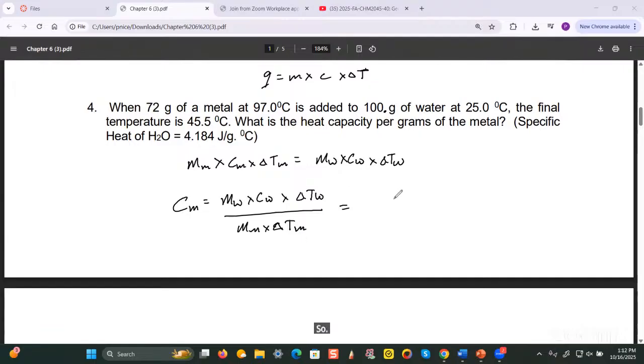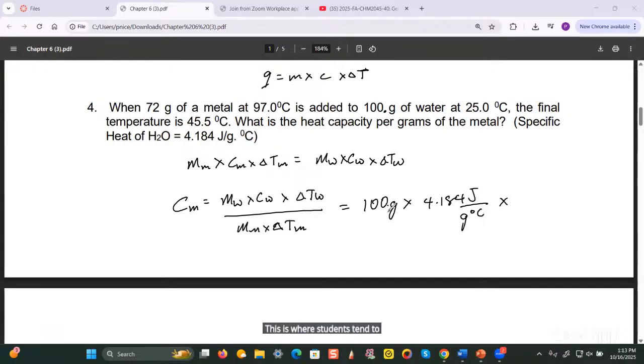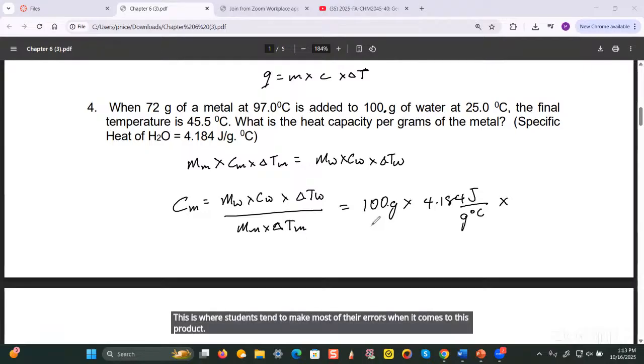So what is the mass of the water based on the question? Based on the information in the question, what's the mass of the water? 4.184. Nope, the mass. 100 grams, exactly. And then what you said, 4.184, that's the specific heat. Joules per gram degrees Celsius. Okay, what's the change in temperature of the water? Be careful about this part. This is where students tend to make most of their errors when it comes to these problems. What's the change in temperature of the water?